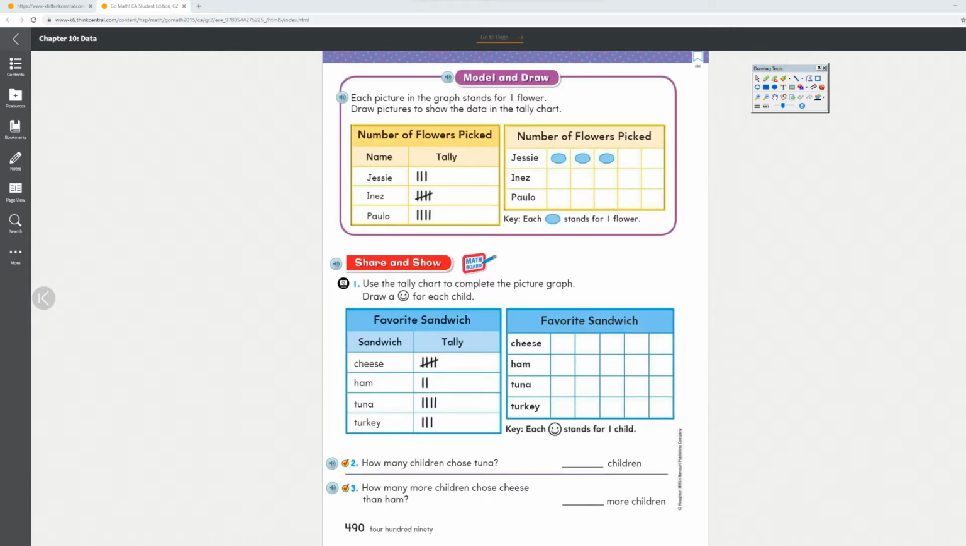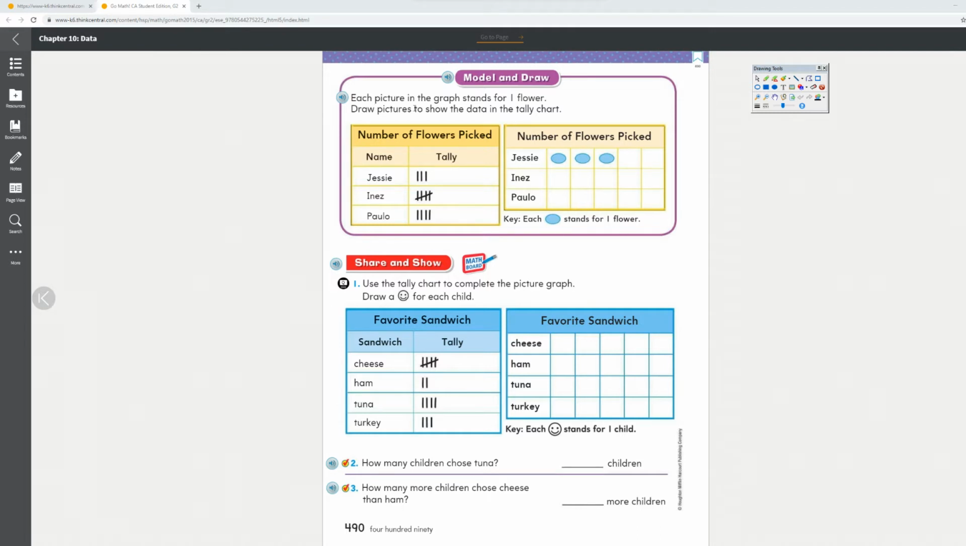Students, we are now on page 490. Model and draw. Each picture in the graph stands for one flower. Draw pictures to show the data in the tally chart. So here in this example, we have a tally chart on the left, and we have a picture graph on the right. The key is telling us that each circle is going to stand for one flower. This means that every time you see one of these blue circles, that is the exact same thing as one flower. Circle and flower, the same thing.